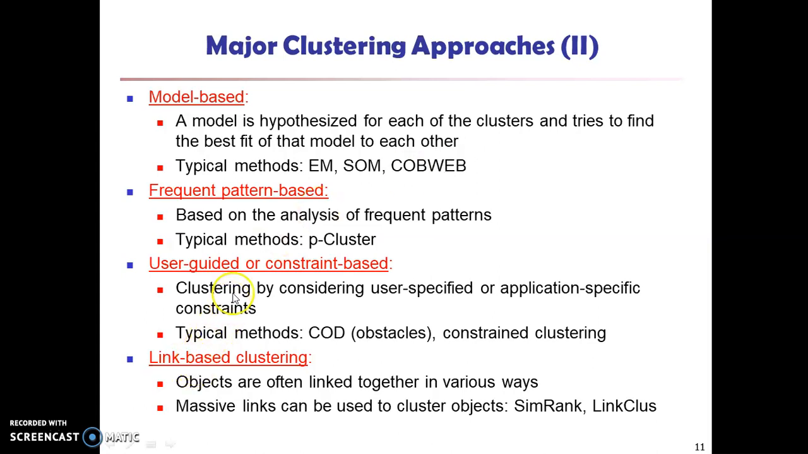And based on user guidance or constraints, the clusters will be formed, clustering by considering user specified or application specified constraints. Typical methods are COD and constraint clustering. And link based clustering: objects are often linked together in various ways. Massive links can be used to cluster objects, for example SimRank and LinkClus. So these are all the bases of clustering.